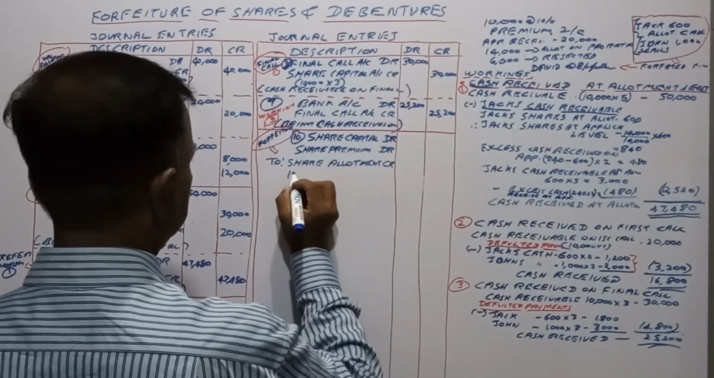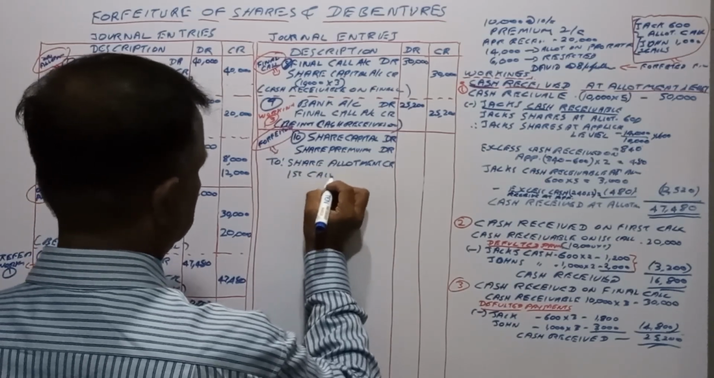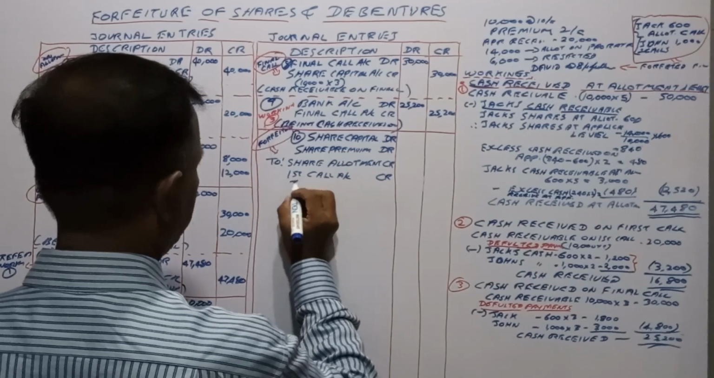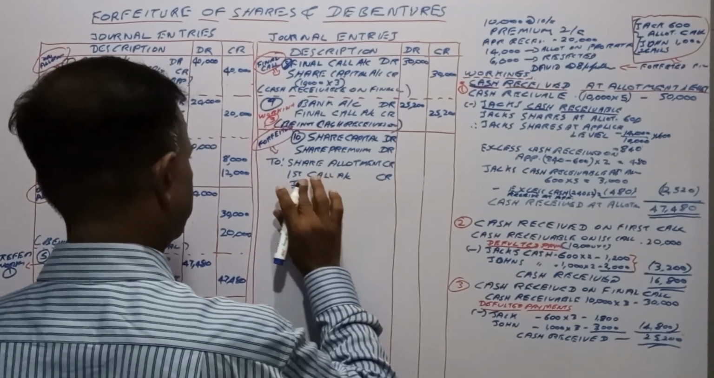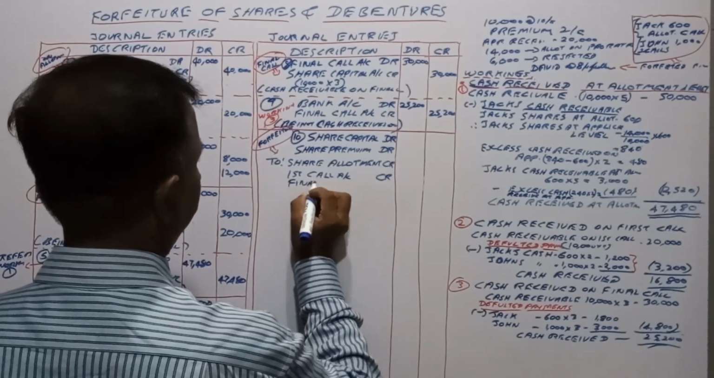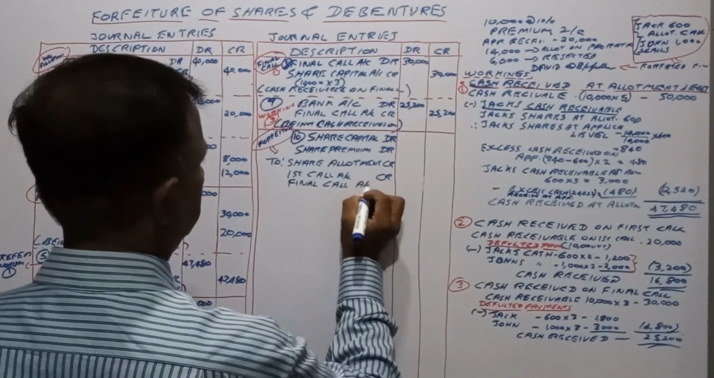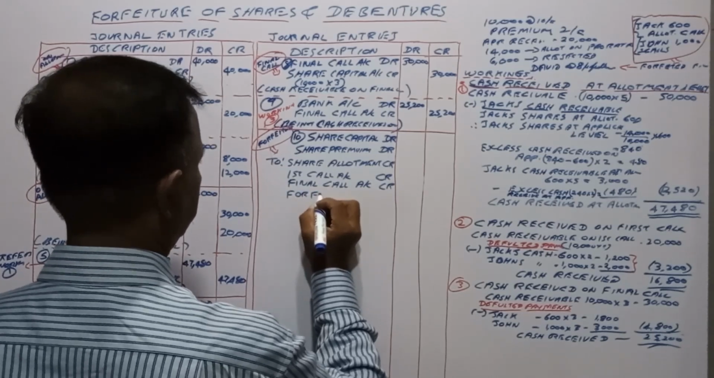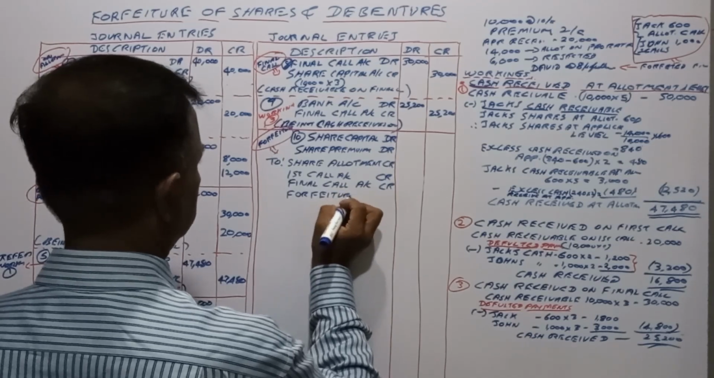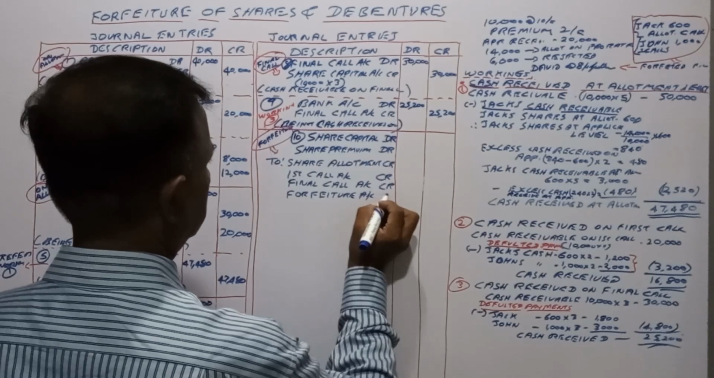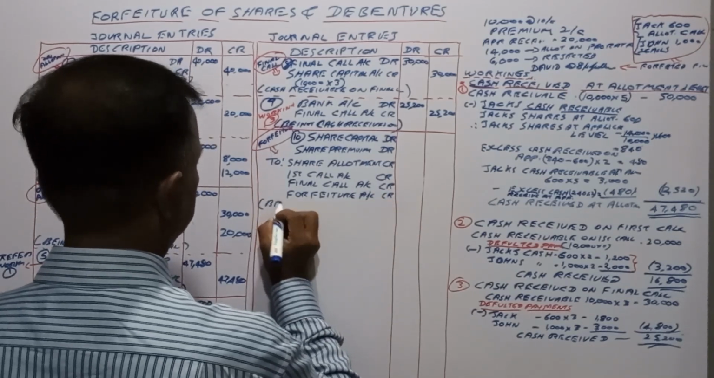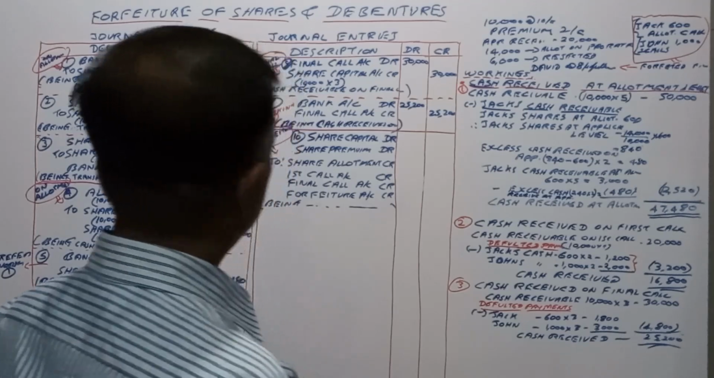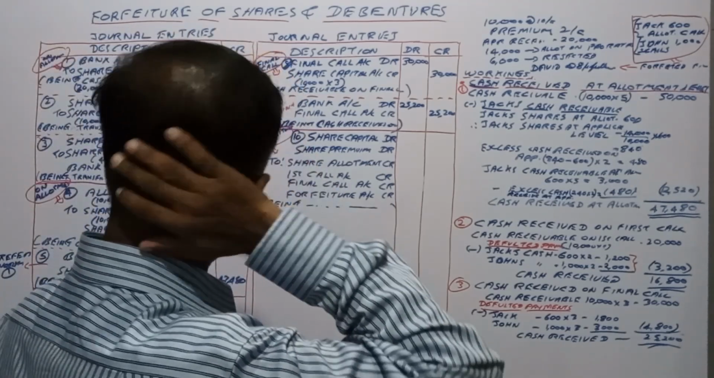Credit first call account, credit final call account, credited and forfeiture account credited, being the entry for forfeiture of shares. How much is the share capital?